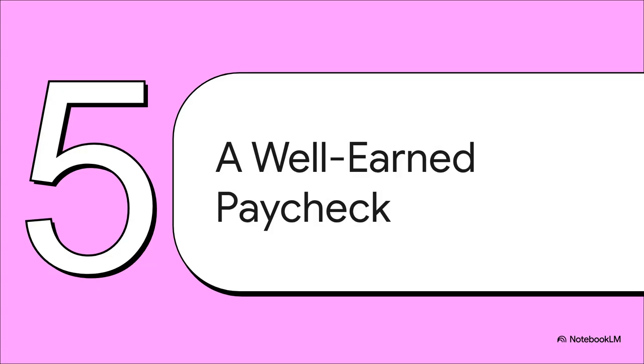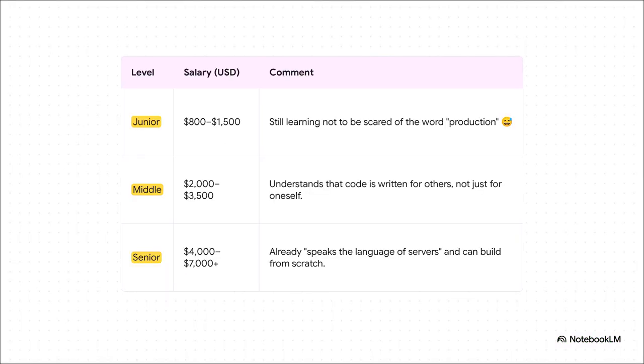Now, for all of this critical, invisible work that literally keeps our digital world running, how is it valued? Yeah, let's talk about the money. Well, as you can imagine, this kind of work is highly valued. This table, with data from Ukraine, gives us a really great snapshot. A junior engineer who, and I love this comment, is still learning not to be scared of the word production, starts out around $800 to $1,500 a month.